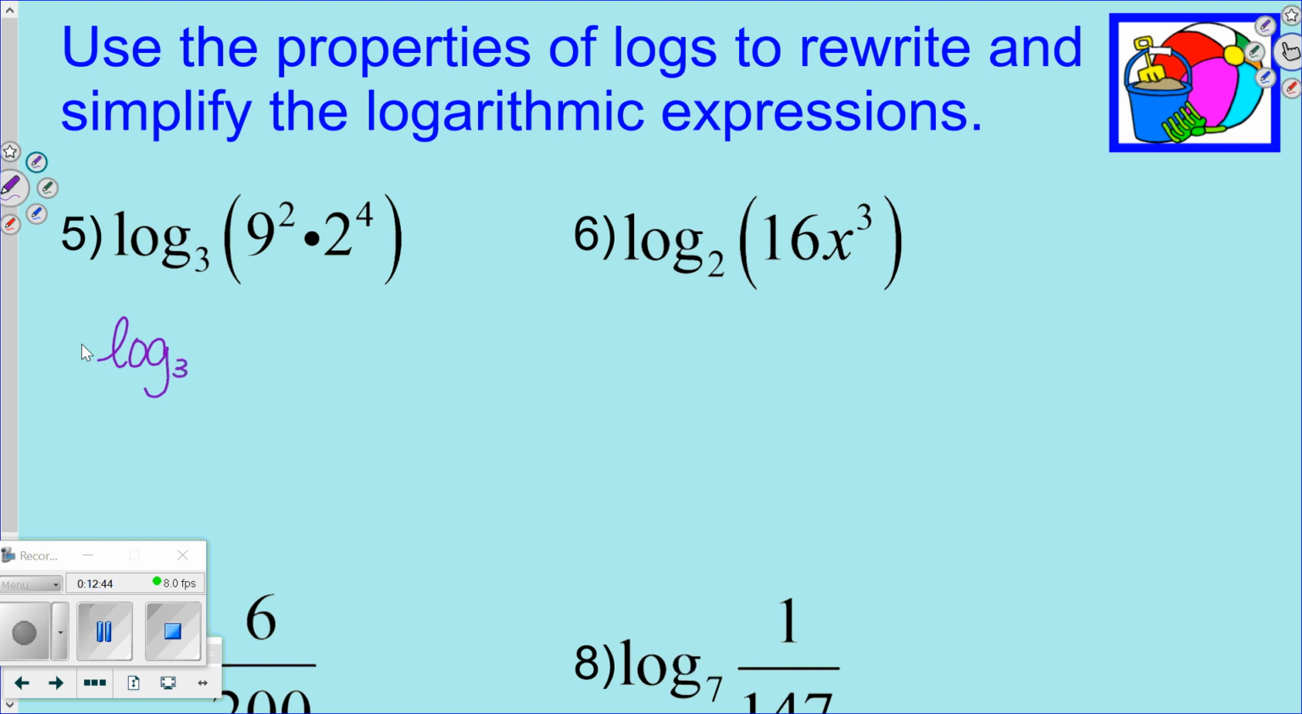So on number 5, how many times will I write the word log? 2, because I have 2 things that are being multiplied. Okay? So for this first one, it has an exponent on it. Where does that go? It goes out in front, so the 2 is going to move out to the front. Log base 3 of 9. Good. There's a multiplication, which means we're going to add. And I'm going to have another log base 3 to go with the second part. Good. The exponent's got to go out in front of 4. Log base 3 of 2.